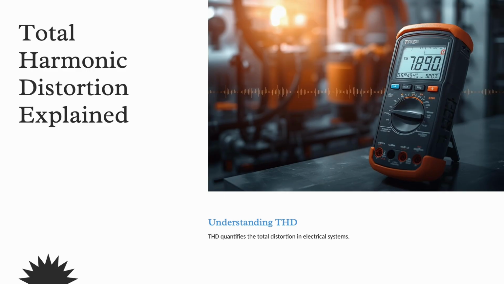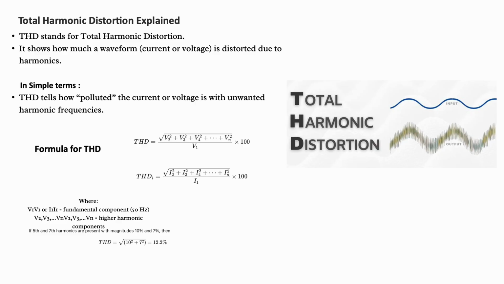So now let's discuss total harmonic distortion, another important topic. So what is THD? THD means total harmonic distortion. It's a key parameter used to measure how much distortion is present in a waveform. In simple words, THD tells us how polluted our voltage or current waveform is with unwanted harmonics.